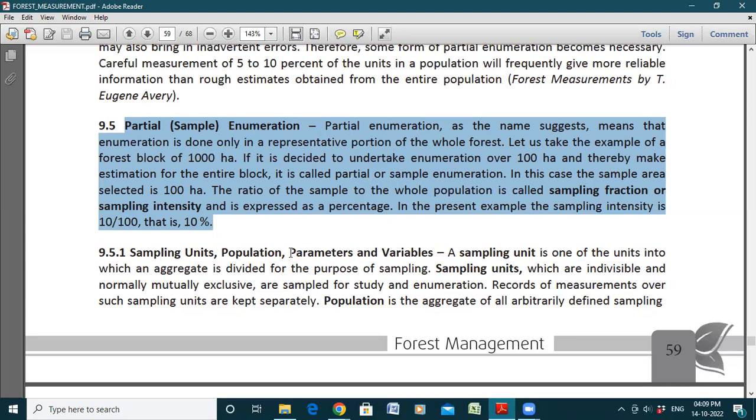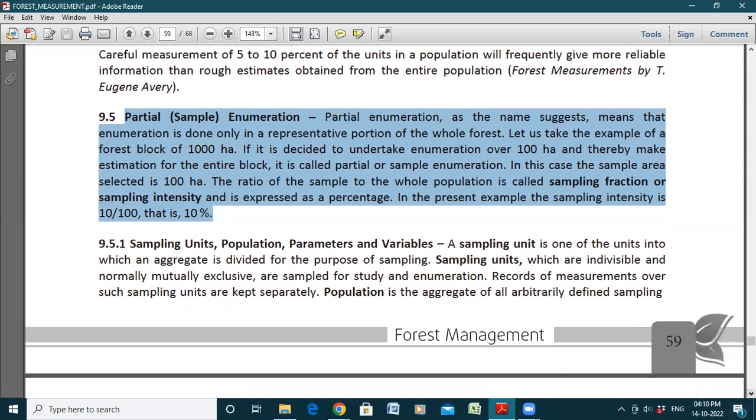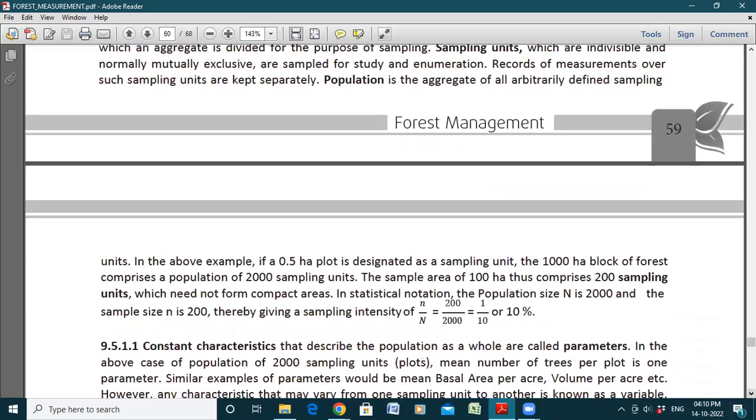Sampling units, population parameters, variable. Sampling unit is one of the units into which an aggregate is divided for the purpose of sampling. Sampling units which are indivisible and normally mutually exclusive are sampled, and for the study of an enumeration, records of measurement over such sampling units are kept separately. Population is the aggregate of all arbitrarily defined sampling units.